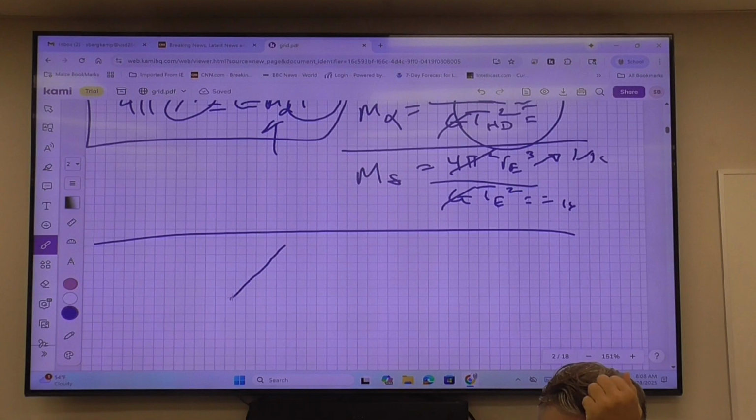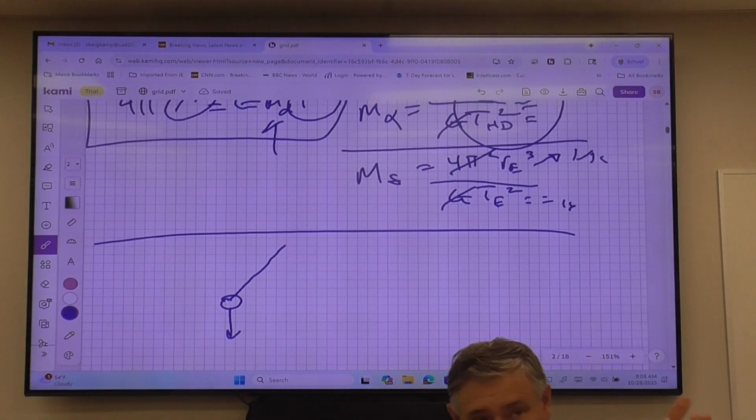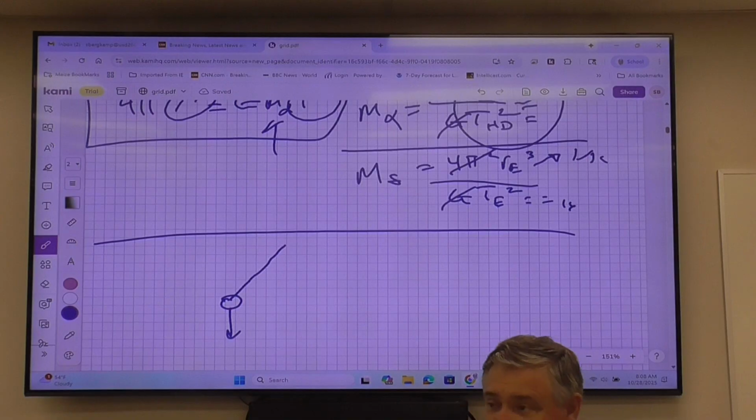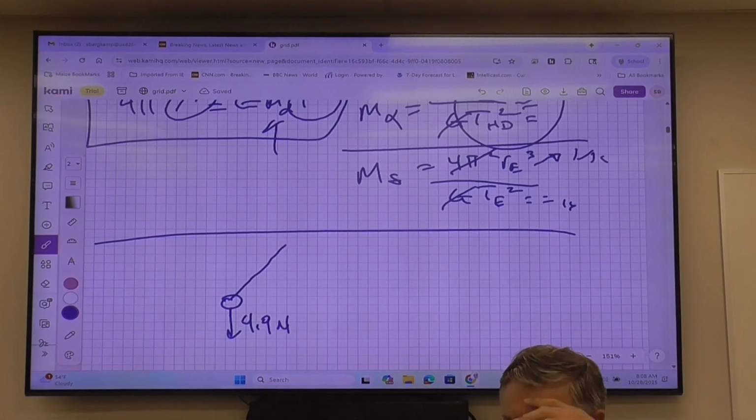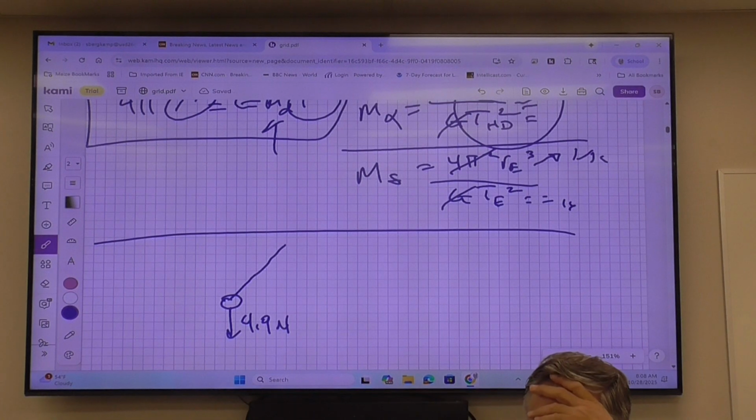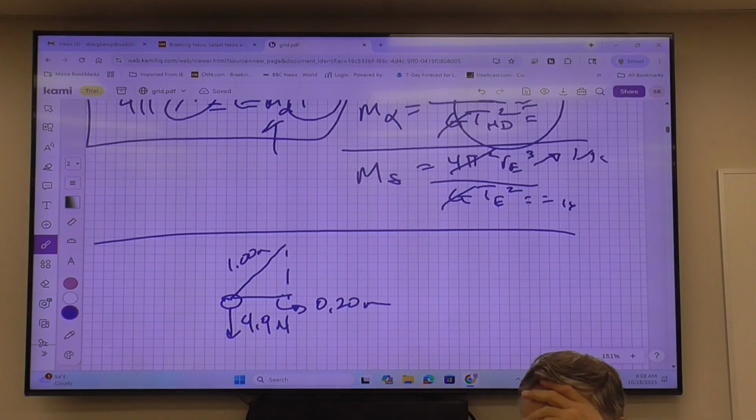Okay, so here's what you've got. If you look at the information that you're given, first off, you're told that that's a 500 gram mass on the end of it. Okay, cool. Since that's 500 grams, a 500 gram mass weighs 4.9 newtons. 500 is 0.5, 0.5 times 9.8, you get 4.9. So that's a 4.9 Newton force. You're told that this is 1 meter long, and it swings out with a radius of 20 centimeters. Divide that by 100, you get 0.20 meters. Okay?